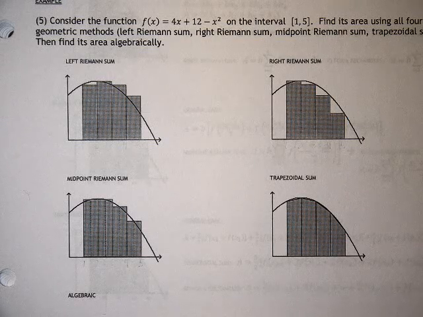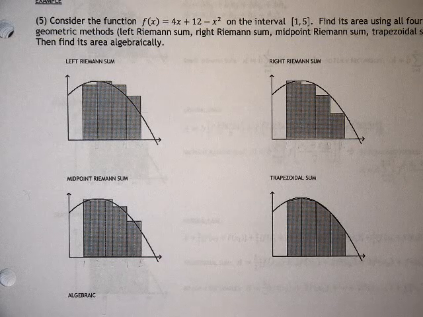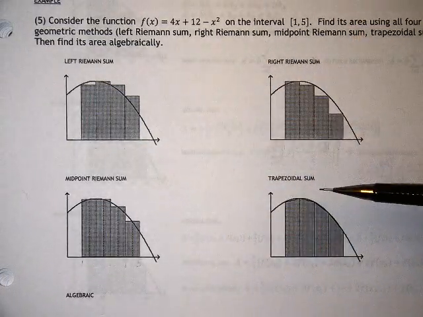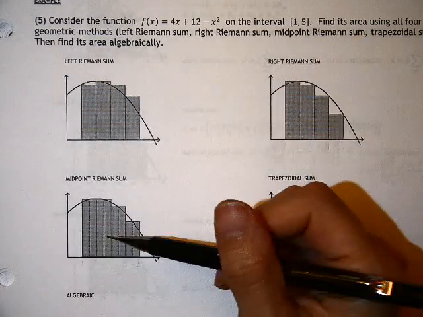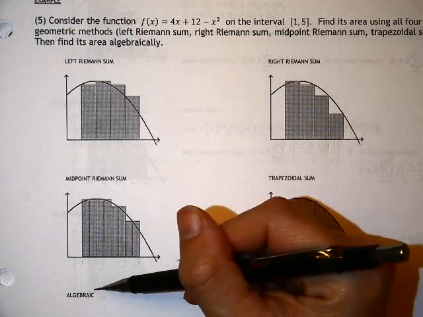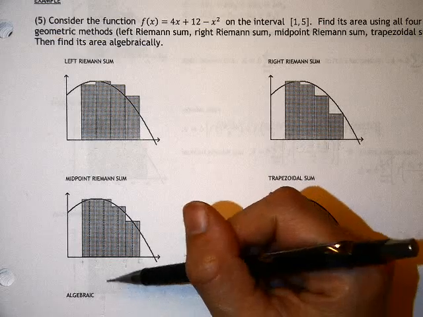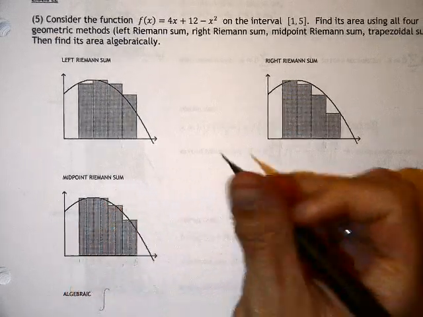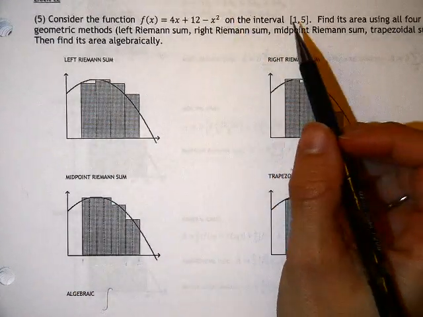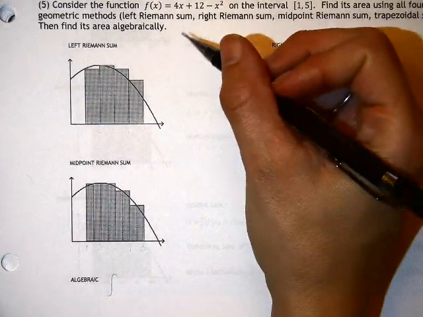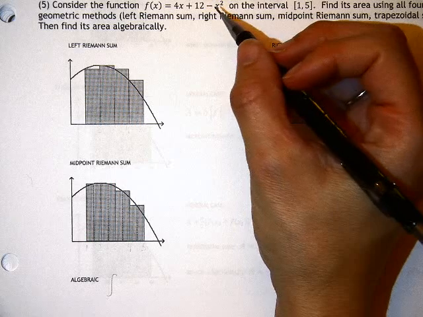So this is a great opportunity to practice and to really start to see for yourself the difference between a left-hand sum, a right-hand sum, a midpoint sum, and a trapezoidal sum. There's also at the very bottom here, hiding because it doesn't have a diagram, an opportunity to do the algebraic sum, which is the actual antiderivative of the function on the interval. So in this case, the antiderivative from 1 to 5 of the function 4x plus 12 minus x squared.